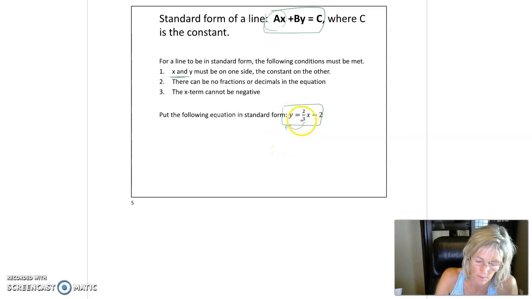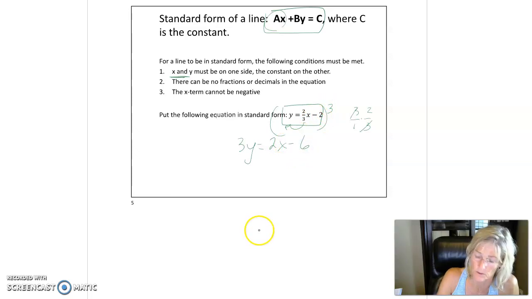So my denominator is 3. I'm going to multiply everything by 3, and we'll go ahead and clear it to begin with. So that gives me 3y. So 3/1 times 2/3 should just give me 2x. 3 times 2 is 6. So now we've cleared the fractions. Now I need to subtract 2x from both sides. And again, I'm going to put it in x y form, so I'm going to put it out front.